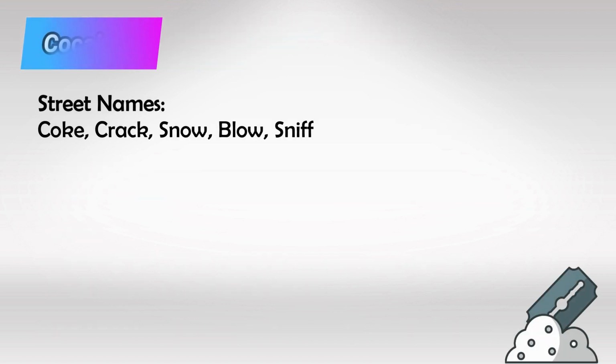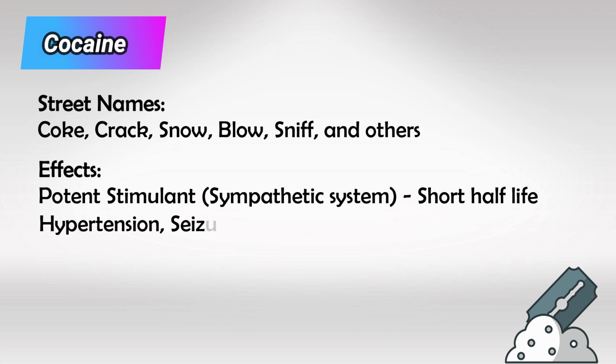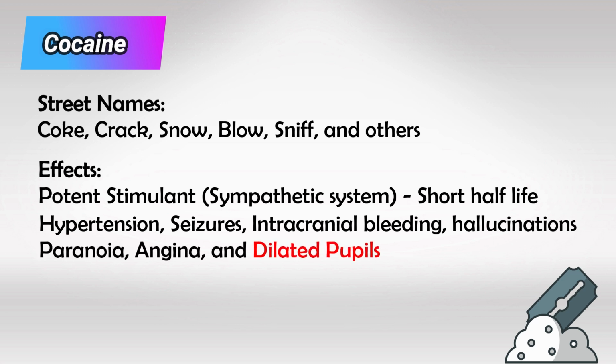Next we have cocaine. It's a very potent stimulant and it works in multiple systems. The drug usually lasts for less than an hour, and due to its stimulatory effect, it can cause hypertension, seizure, intracranial bleed, hallucination, paranoia, angina, and sudden cardiac death.